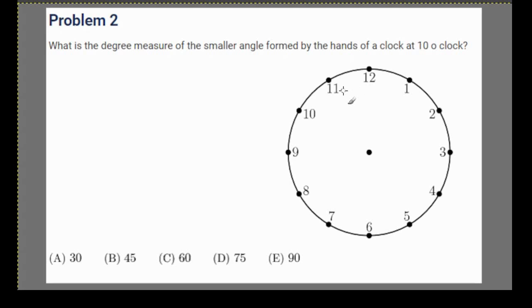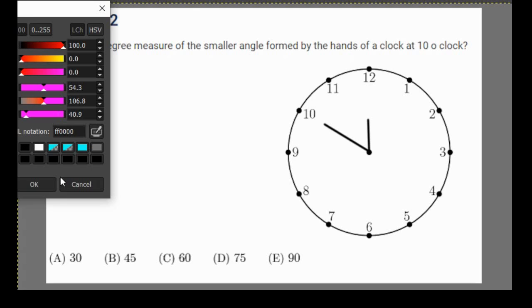Problem 2. What is the degree measure of the smaller angle formed by the hands of a clock at 10 o'clock? Well, in order to solve this, we need to actually draw what 10 o'clock is. And it looks like this. And this encompasses 1/6 of the clock, and I can prove it by drawing out the rest of the clock, which has similar areas.